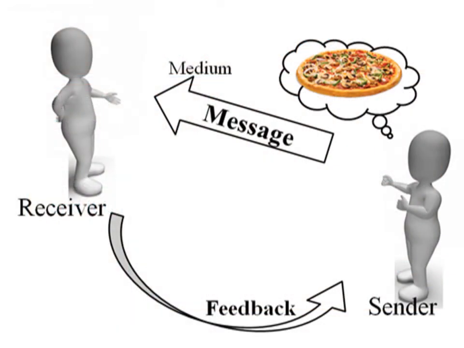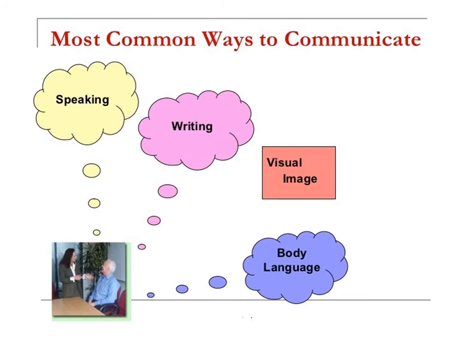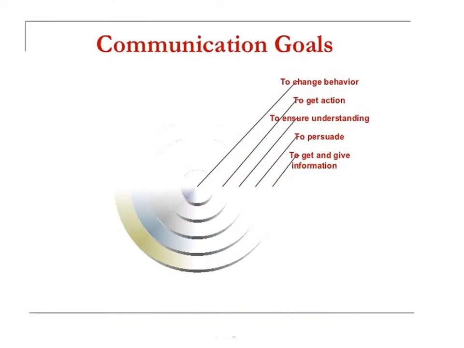As you can see on the screen, here is the process of speaking. Some of the most common ways to communicate are speaking, writing, visual images, or body language. And about communication goals for speaking, we have some goals: to change behavior, to get action, to ensure understanding, to persuade, or to get and give information.